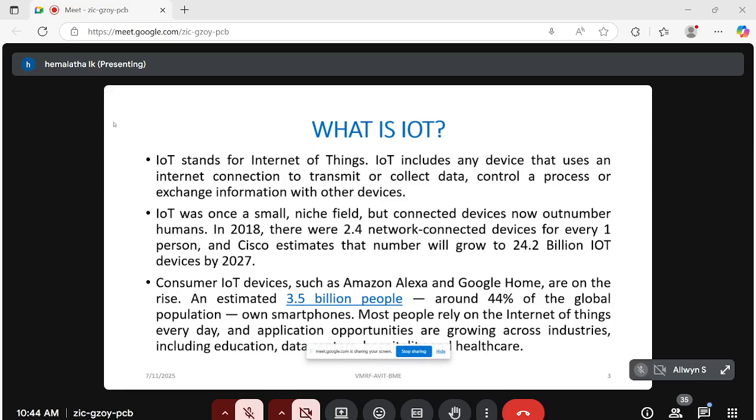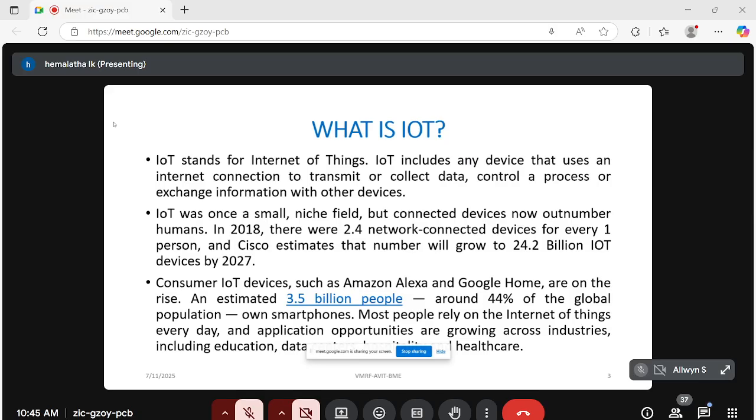So it was a niche field where we are having a lot of things which are connected. As per the data provided by Cisco, the number of connected devices is around 24.2 billion devices in the year 2027. Almost we human beings are having minimum 3 to 4 gadgets in our hands: smartphone, smartwatch, tab, laptops, palmtops and desktops. So minimum 4 to 5 devices each and every person is having.